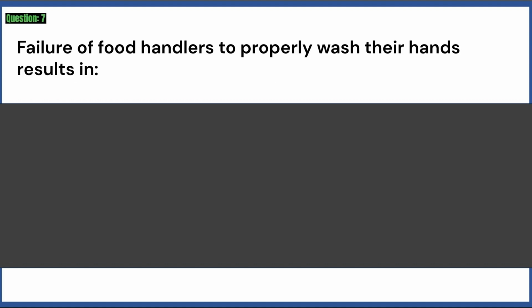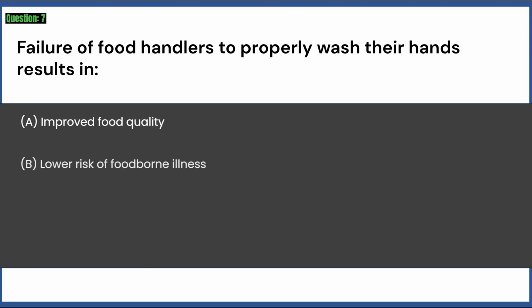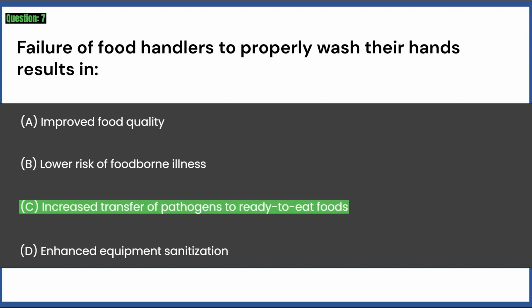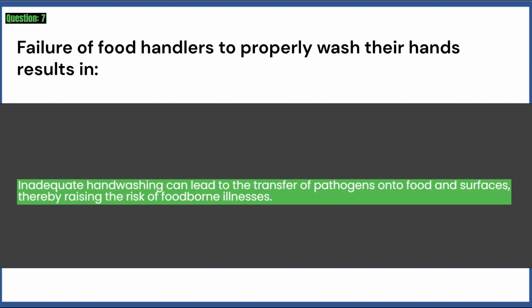Failure of food handlers to properly wash their hands results in: A. Improved food quality. B. Lower risk of foodborne illness. C. Increased transfer of pathogens to ready-to-eat foods. D. Enhanced equipment sanitization. Answer: C. Inadequate handwashing can lead to the transfer of pathogens onto food and surfaces, thereby raising the risk of foodborne illnesses.